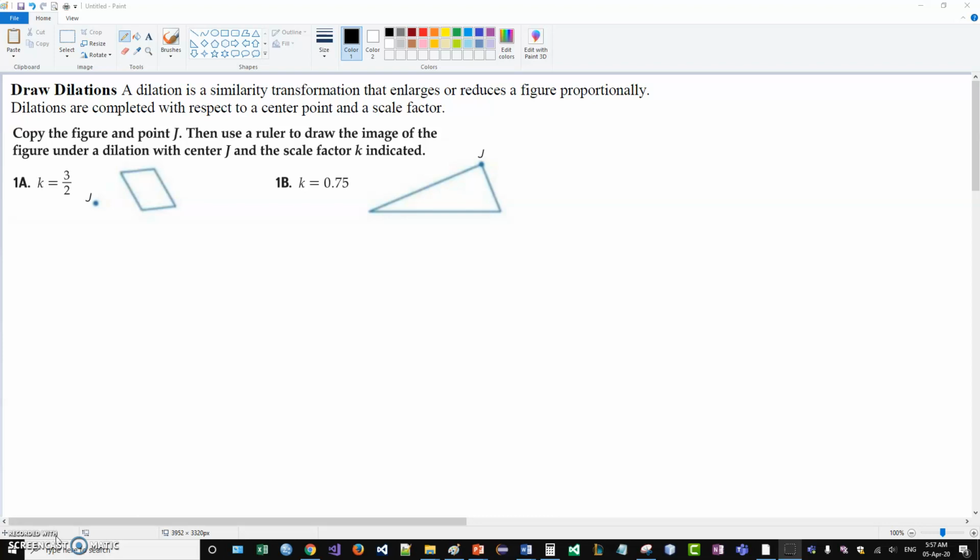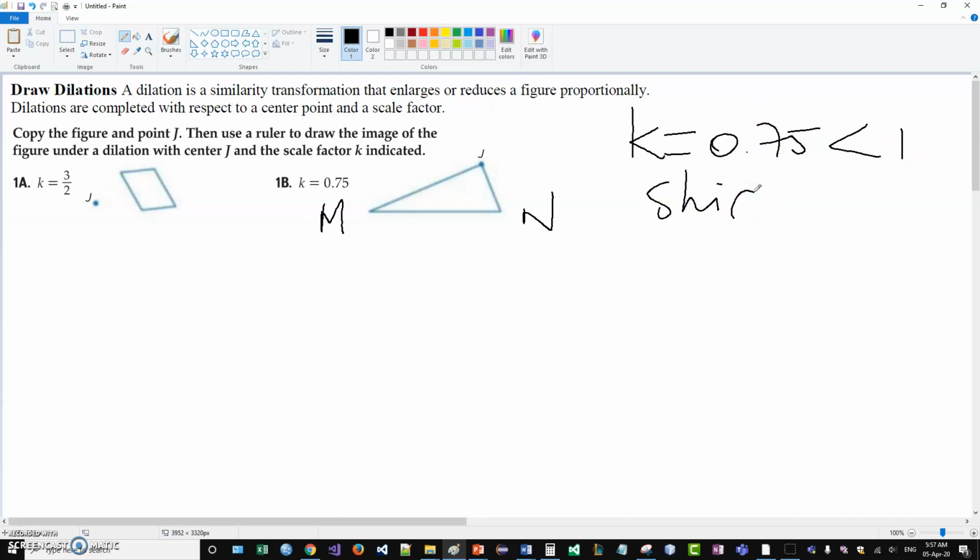Alright, let's look at the second example. We have triangle J, let's call this M N, for example. Okay. Now the scale factor K equals 0.75, which is less than 1. So the new image, or the dilated image, will be a shrink. We're going to shrink the existing image. Alright? Not stretch. So we draw a ray from the center, which is J.